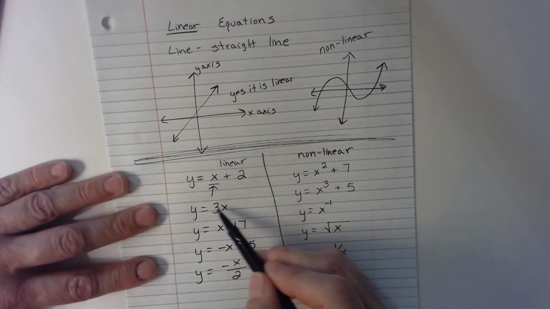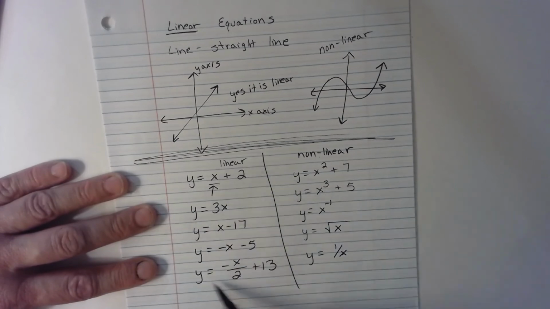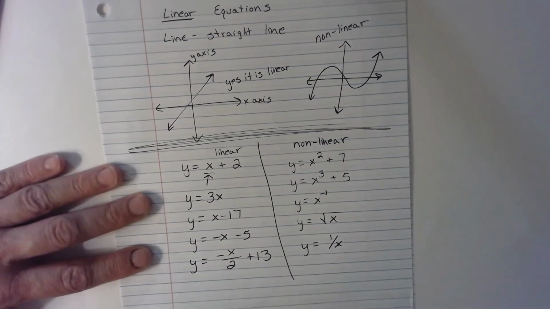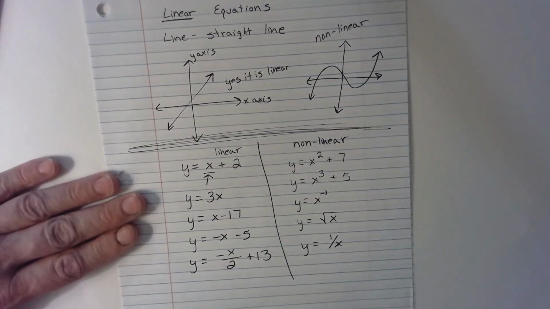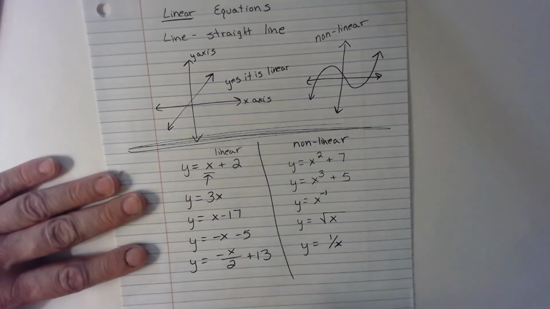It's okay if the x is being multiplied by something. It's okay if the x is being divided by something. It's okay if the x has a negative in front of it. These are still linear. These are non-linear. In the next IXL lesson, you're going to go through and determine if something is linear or non-linear, either based on its picture or based on the equation.